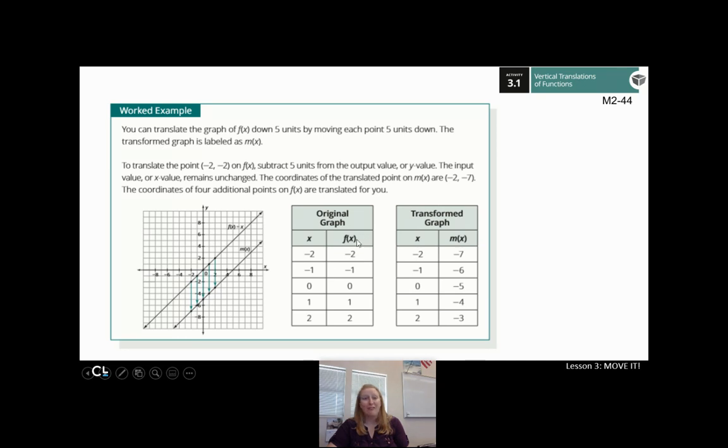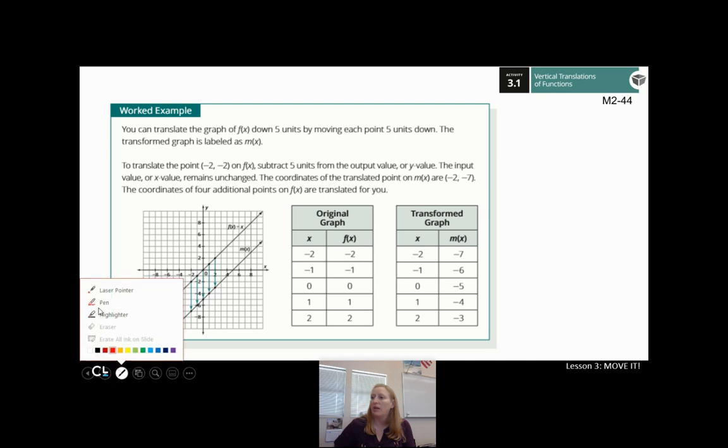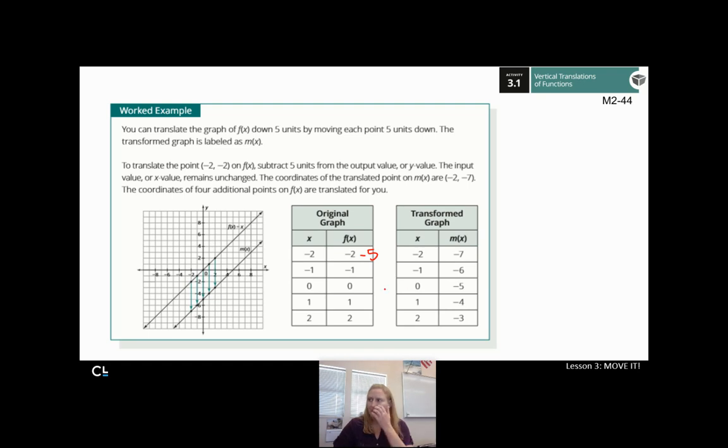So to translate the point -2, -2 from f of x onto our new graph, you can just subtract 5 from your output, or y value. Notice that the input doesn't change. The input is still -2. But the coordinates of the translated point, if I subtract 5, so that's the whole idea here, let me bring up my pen here. The idea is since it went down 5, I can just subtract 5 from my y coordinate, and that gives me a new y value of -7. But the x value didn't change.